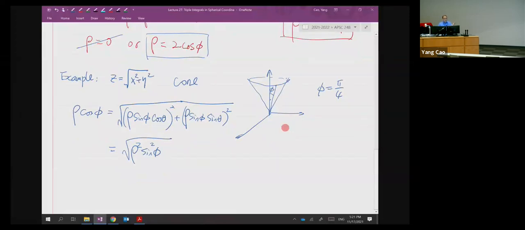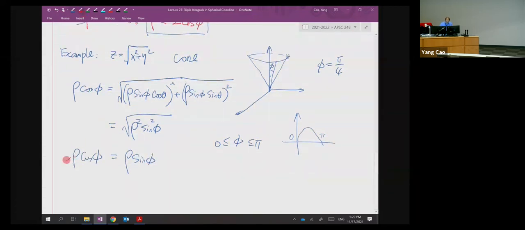Rho is a positive quantity. What about sine phi here? Remember, the phi angle is always between 0 and pi. If phi is between 0 and pi, that makes sine phi a positive number. Sine looks like this: this is 0, this is pi, so between 0 and pi, sine is positive. So the square root becomes rho sine phi. Basically rho cosine phi equals rho sine phi. Then you cancel rho, and you get cosine phi equal to sine phi, which is tan phi equal to 1. So phi equals pi over 4.